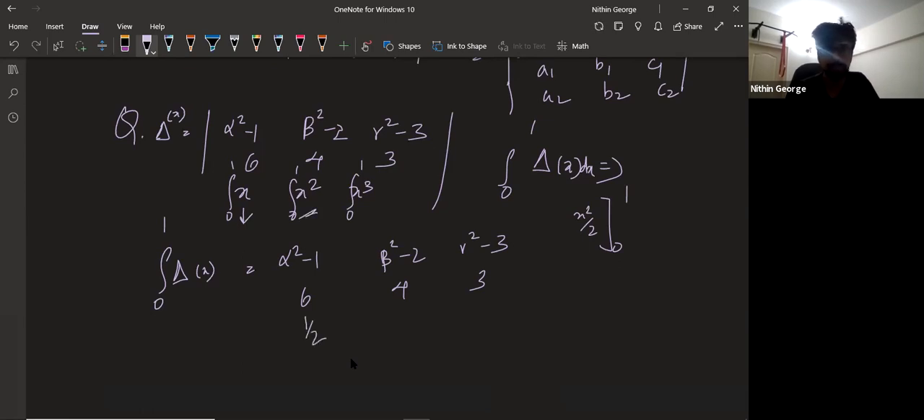Similarly, this one becomes x cubed by 3, between 0 and 1 becomes 1 by 3. X power 4 by 4 becomes 1 by 4. And this is this determinant. Is this much clear?